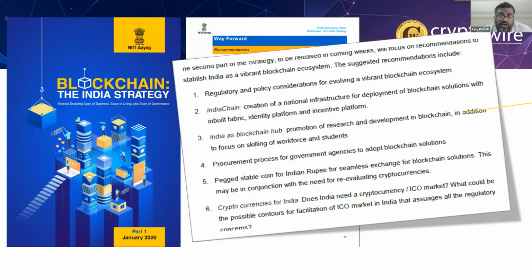Then they talk about the CBDC, a pegged stable coin for the Indian rupee, which is currently being evaluated by the RBI, and they're planning to come up with their own CBDC. And cryptocurrencies for India. So it leaves the recommendations with the question: does India need a cryptocurrency or an ICO market? What could be the possible contours for facilitation of an ICO market in India that assuages all the regulatory concerns?